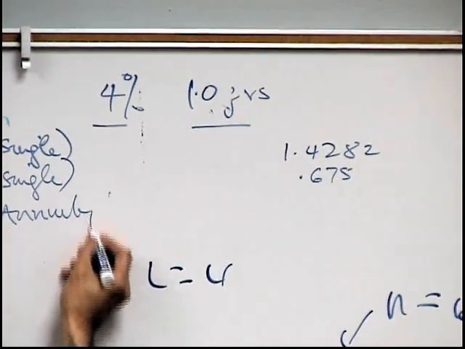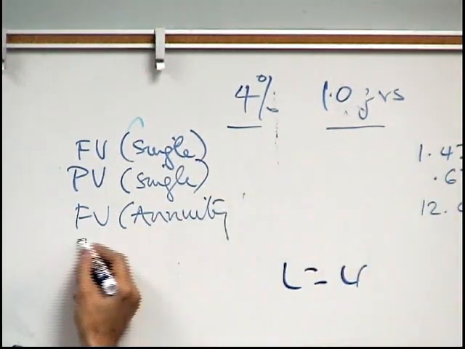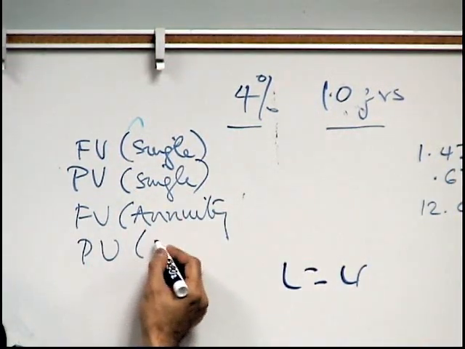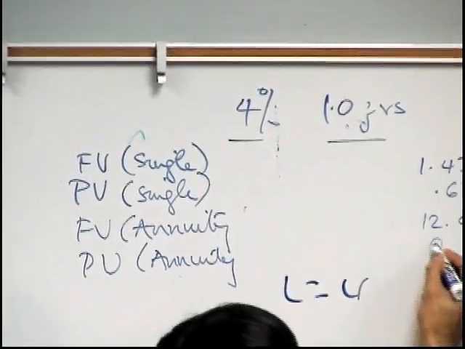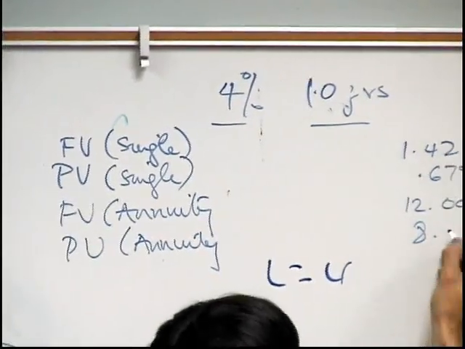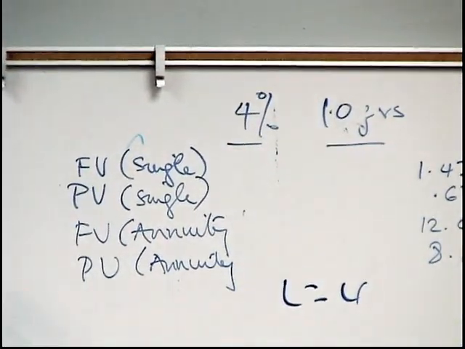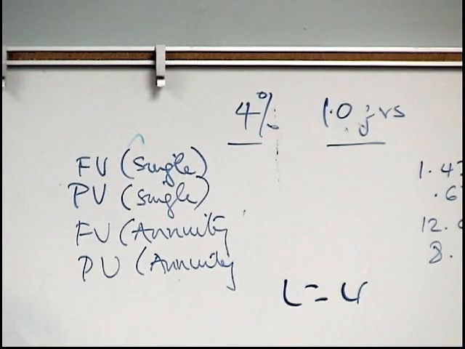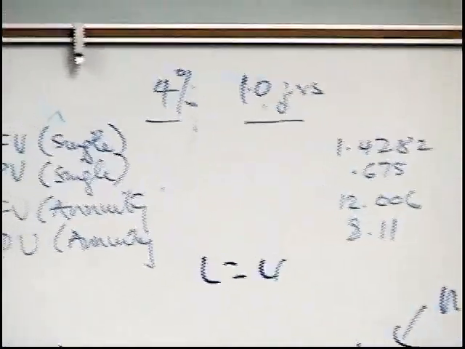Future value of an annuity, 4% 10 periods, 12.006. And present value of an annuity, 4% 10 periods, 8.11. So, okay, now the question is?